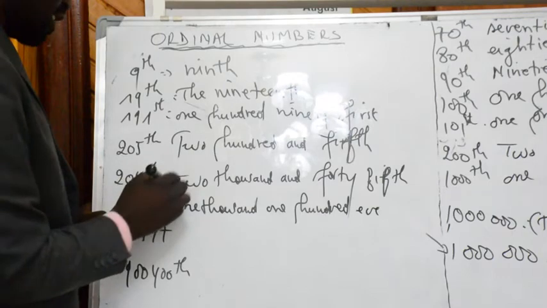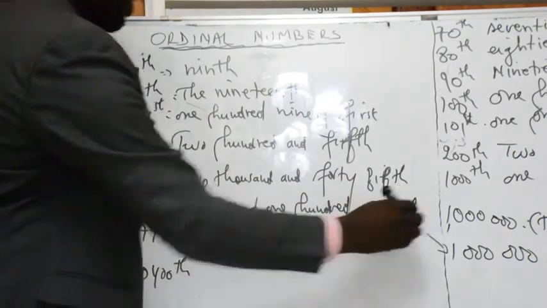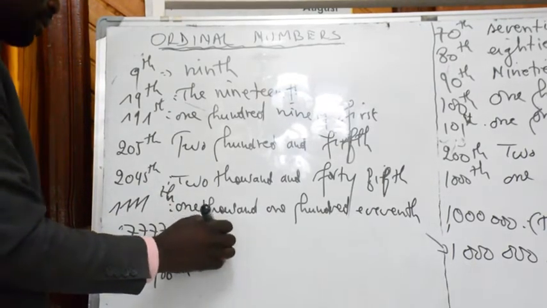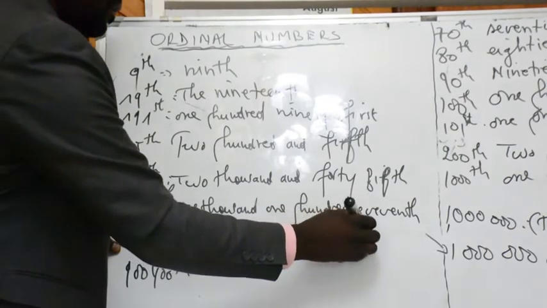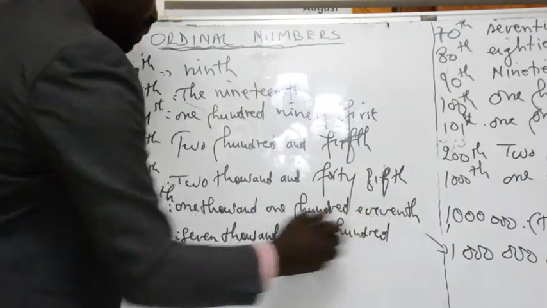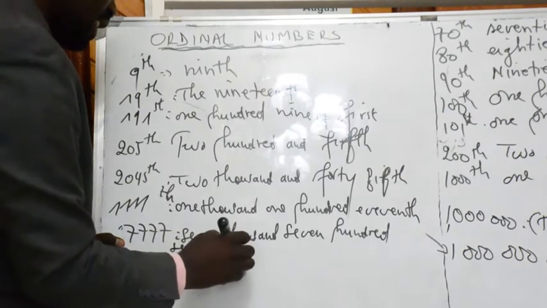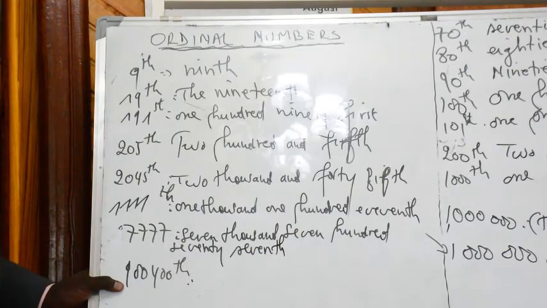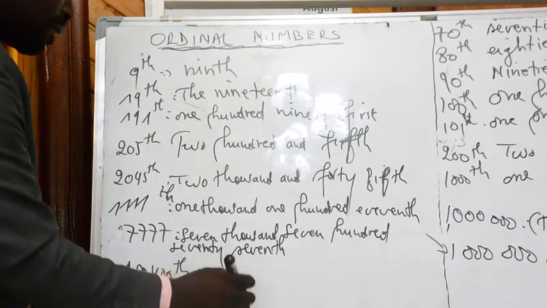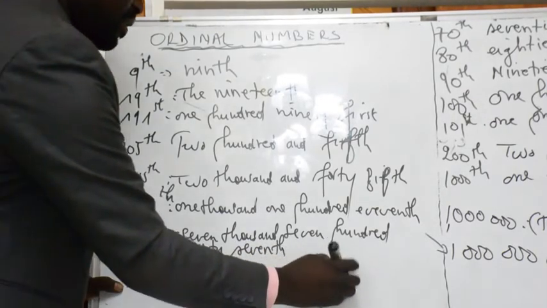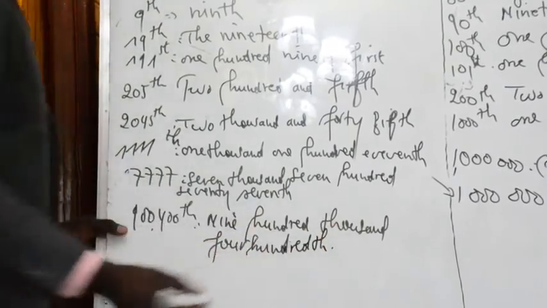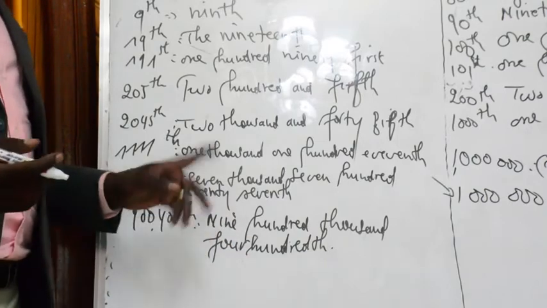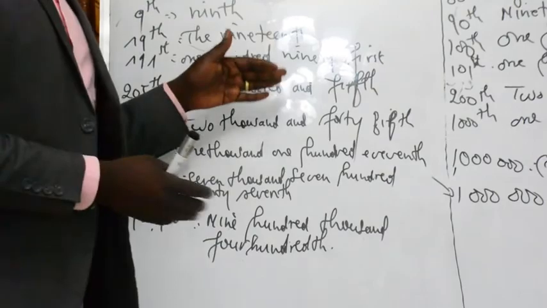And this is 1111th. This is 11th. We put TH. Okay. This is 7777th. The last number of it is 900,400,000th. Right. This is a pack of ordinal numbers.